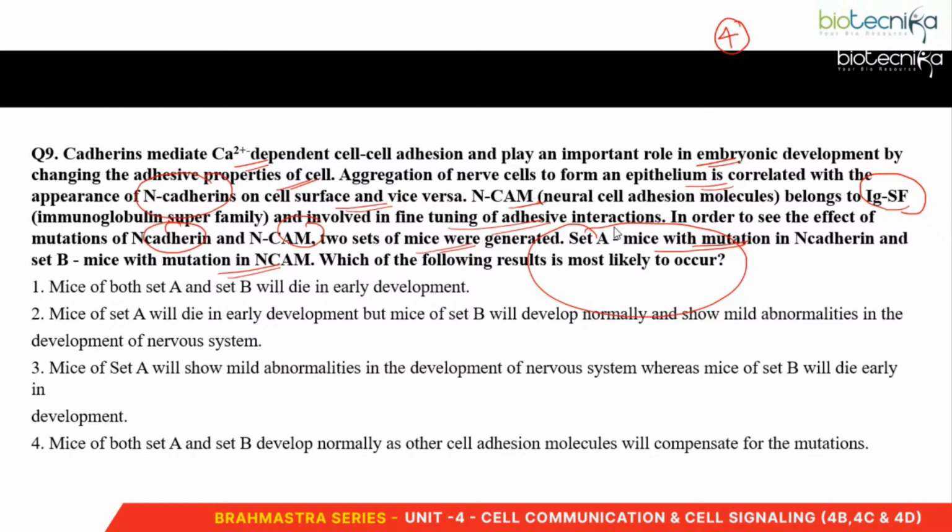Okay, Malini, Anami and Astha, let me give you the answer. Answer is 2. Very clearly it is mentioned in the first sentence itself. Cadherins will be mediating calcium dependent cellular interaction, and play an important role in embryonic development. So N-cadherin is involved in that. So obviously if this protein is mutated, the mice will die in the early development because cadherin is required during the early development, the embryonic stage itself.